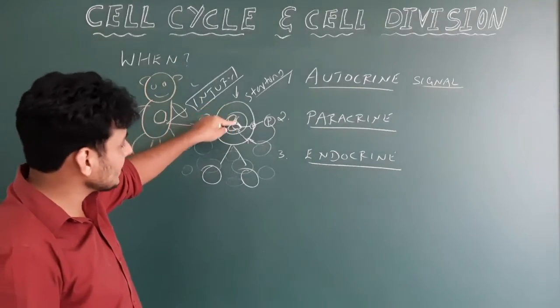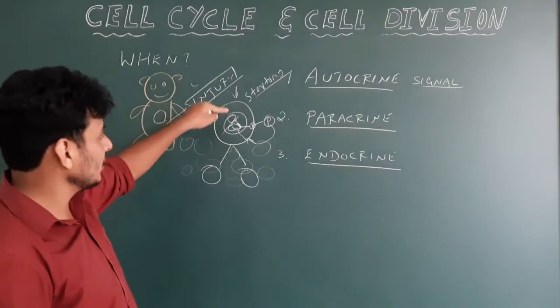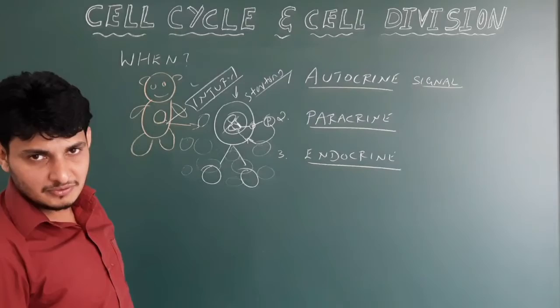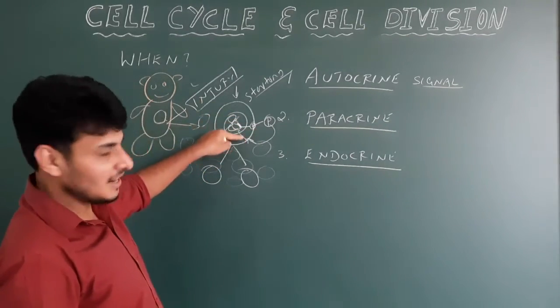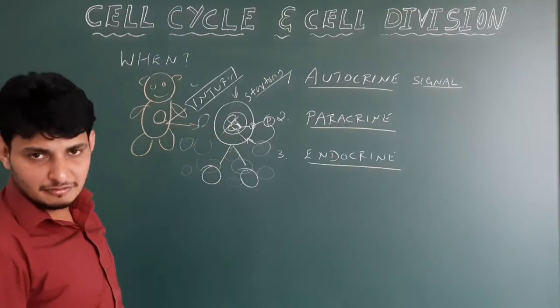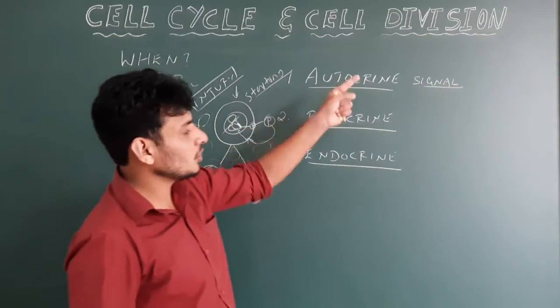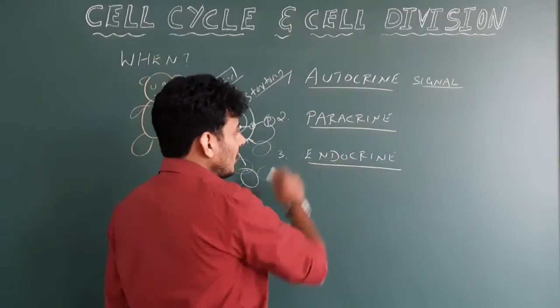So the chemical is produced from the same cell. Okay, and it is telling himself that okay, it is the time to undergo cell division. So if the chemical is produced from the same cell, which binds to the same cell and tells the cell to undergo cell division, that is mitosis, then it is called autocrine signaling. Got it? What is paracrine?